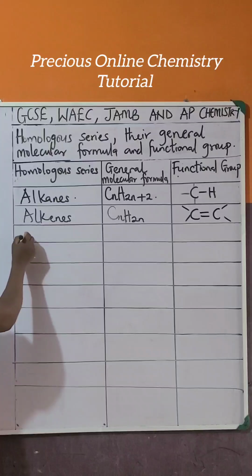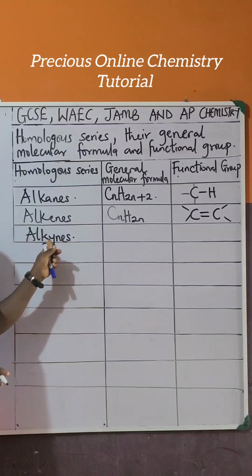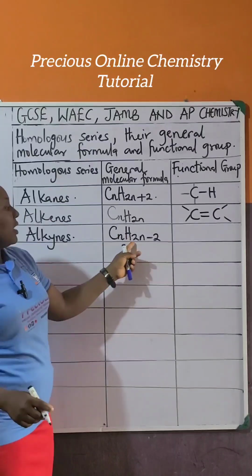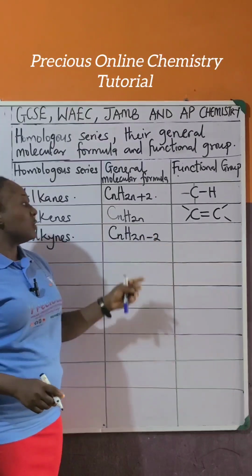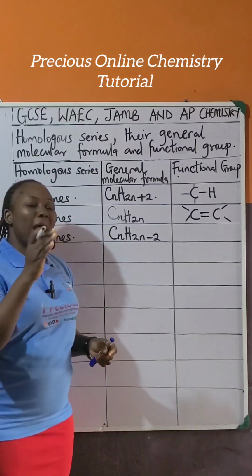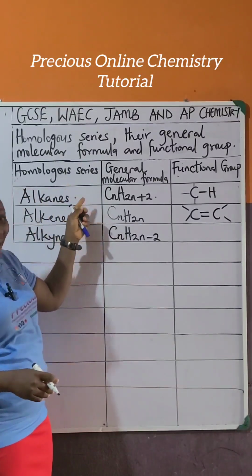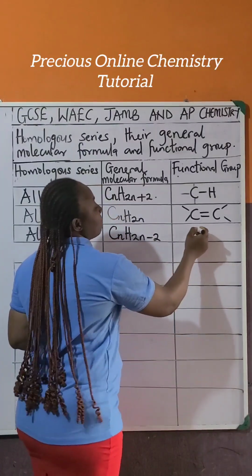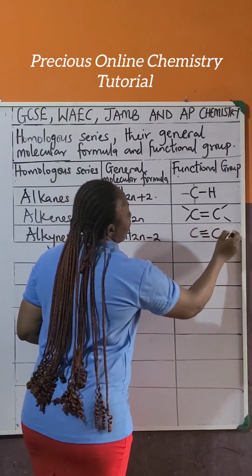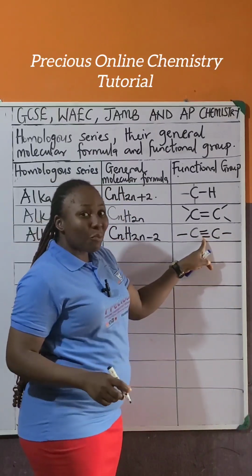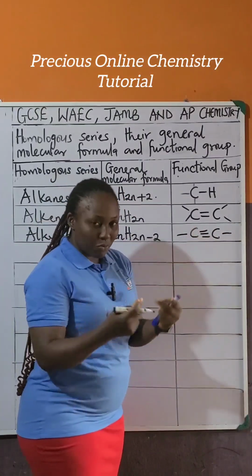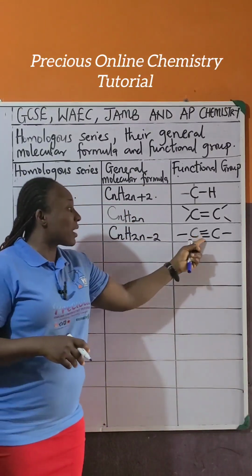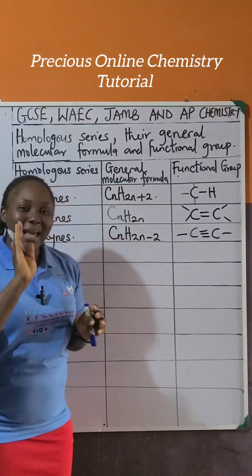Okay, the next one, the alkynes. Now, you have the formula CnH2n-2. This one is 4 hydrogen less than the alkanes. Now, what is their functional group? How do you know them when you see them? They carry triple covalent bonds between 2 carbon atoms. So whenever you see any organic compound with a triple covalent bond, that is an alkyne.